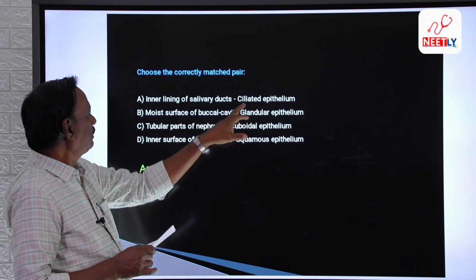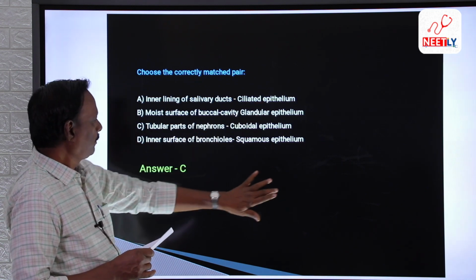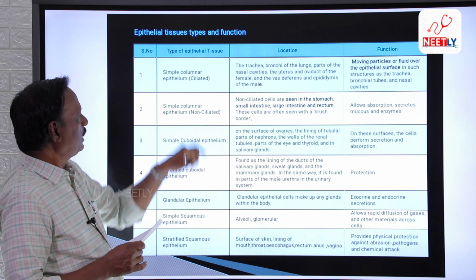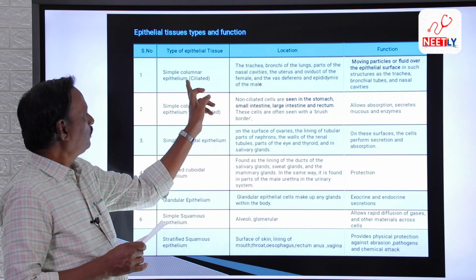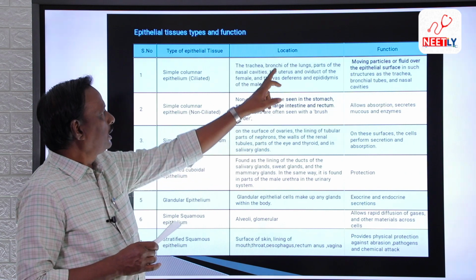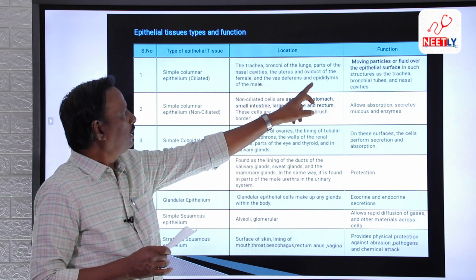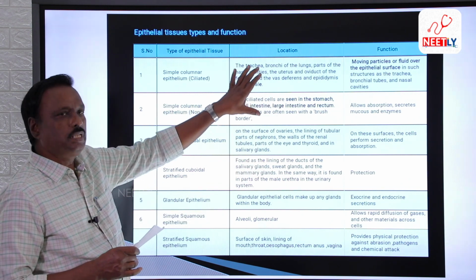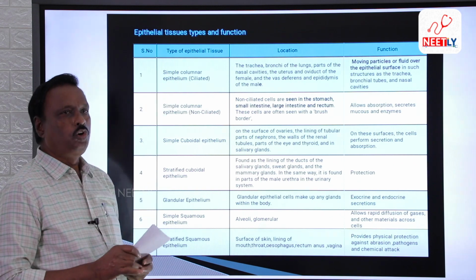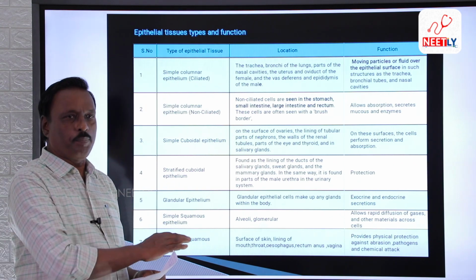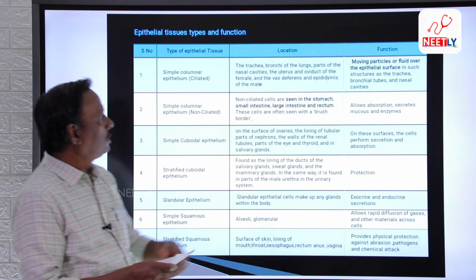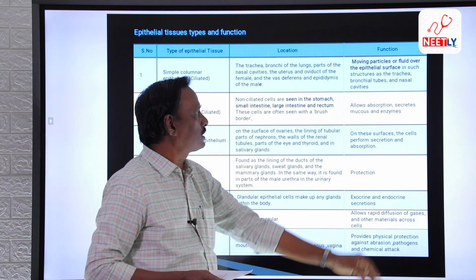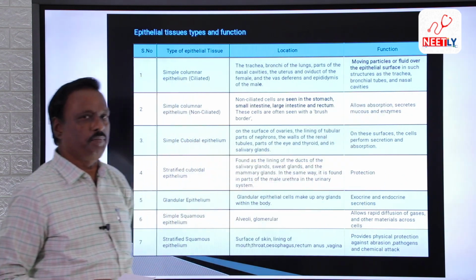For example, if you take the ciliated epithelium, the ciliated epithelium is present in the trachea, bronchi, lungs and other parts of the nasal cavities, etc. The main function of this ciliated epithelium is to move particles from one place to another over the mucus. So this is the main function, moving particles or fluid over the epithelial surface in the trachea, bronchial tubes or nasal cavities.